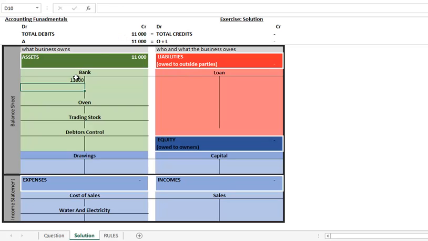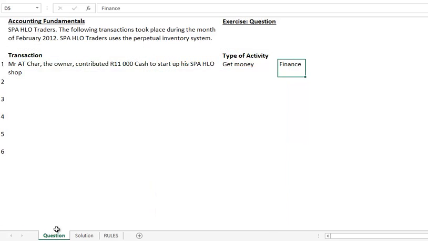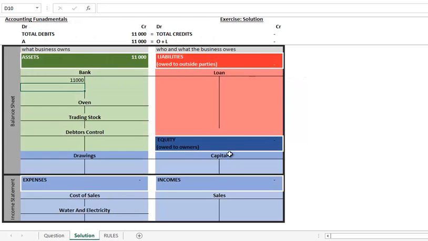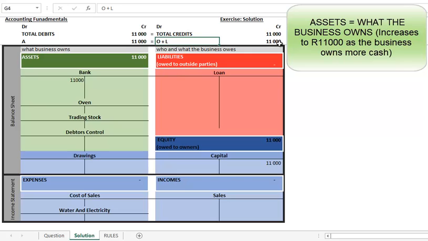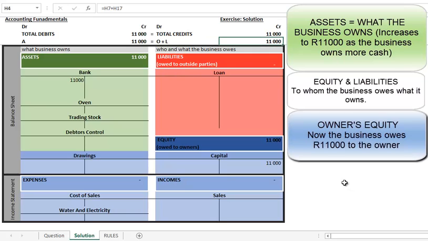We know that for every debit there must be a credit, so we need to find out where we're going to put this credit. So let's have a look. Where did the business get this money? It was contributed by the owner. So that is capital. So my capital account needs to be increased by 11,000 Rand as well. And there we can see that my assets is 11,000 and my owner's equity and liabilities is also 11,000. My total debits is equal to my total credits.